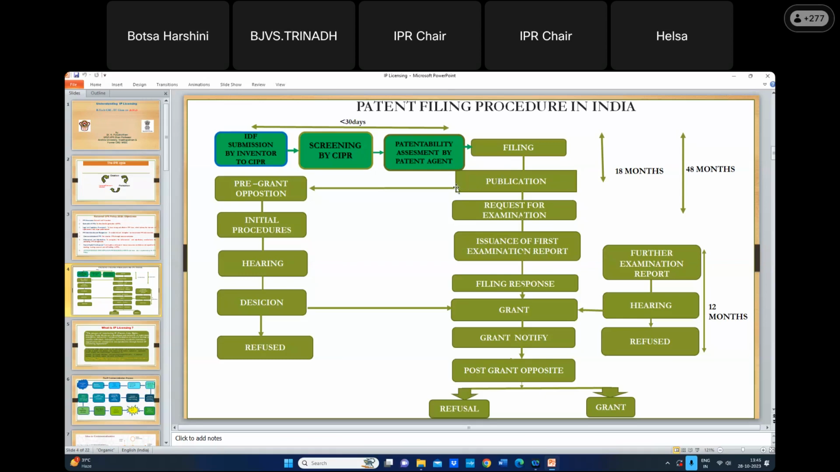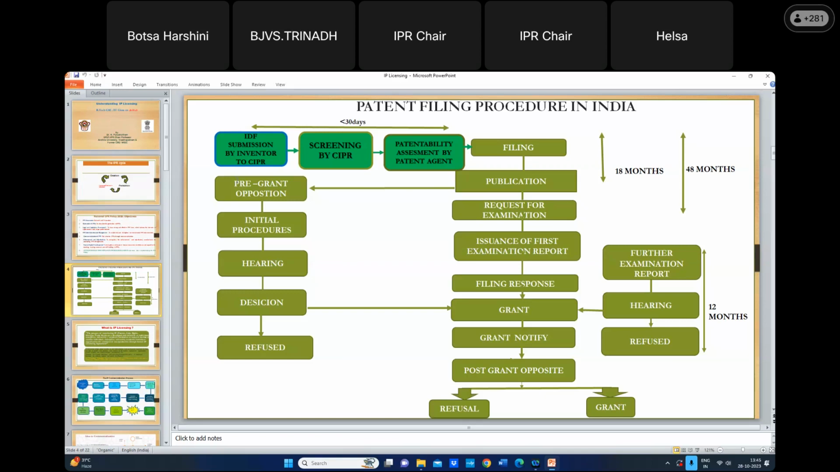Once it is published, anyone interested in this technology, interested in this knowledge, can also oppose, saying that patent should not be granted to this person because this knowledge is already in the public domain. Everybody knows about it. There is nothing new in this, so patent should not be given. People can oppose, and they have to provide evidence to that effect for what they are claiming.